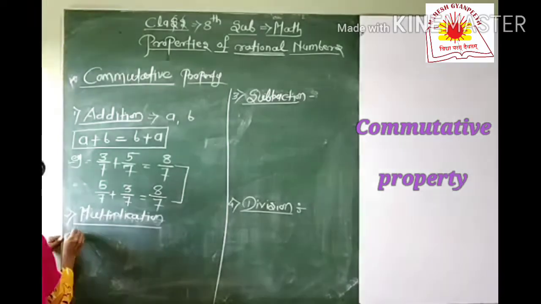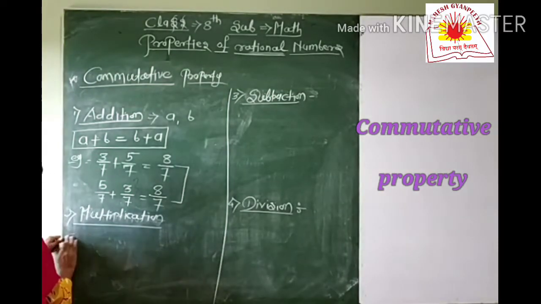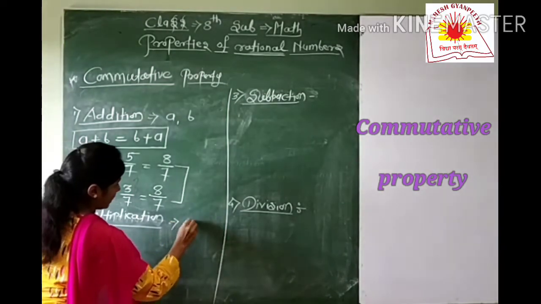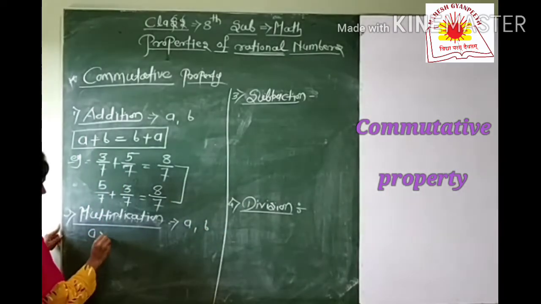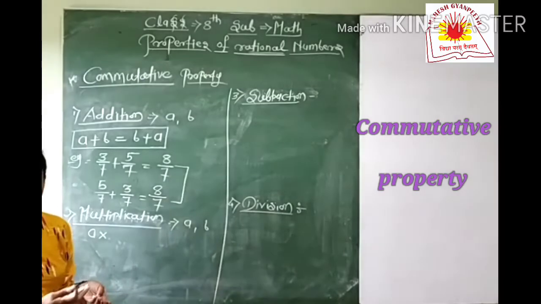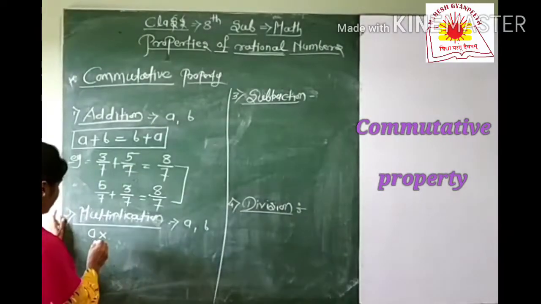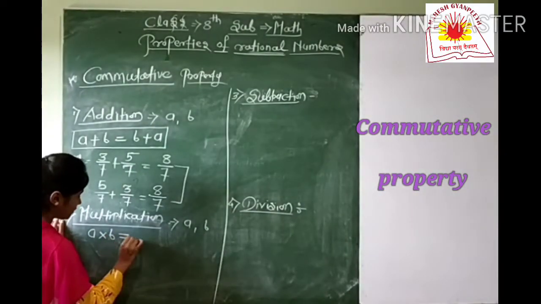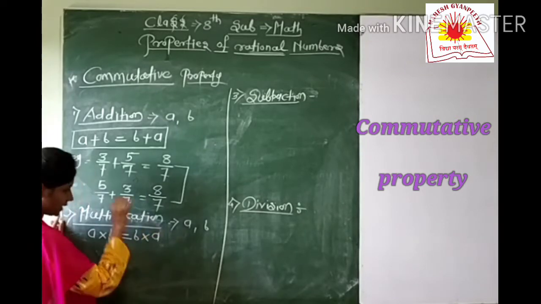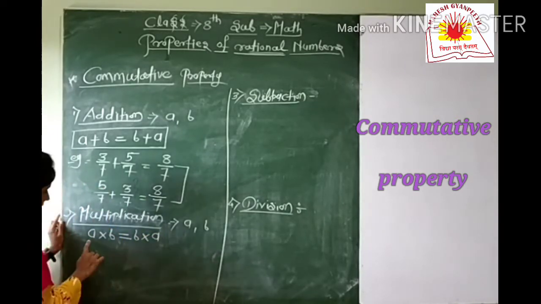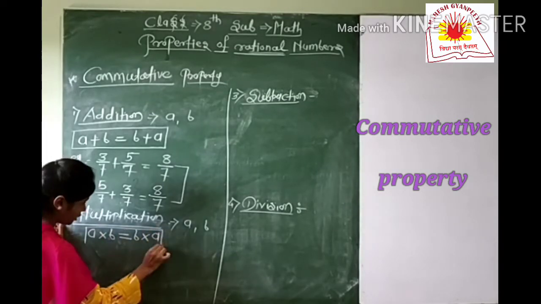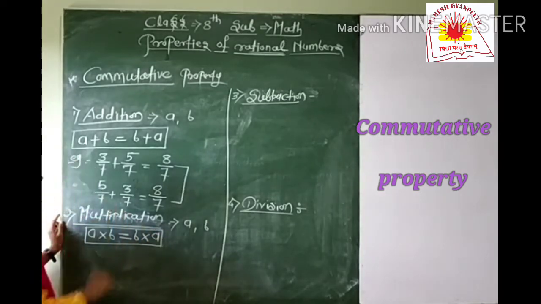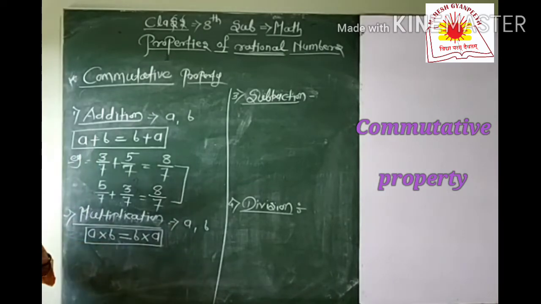Okay. Now, see here. Again, we take A and B as rational numbers. Now you want to see the properties of multiplication. So A multiplied by B is equal to B multiplied by A. We have to check it. This is the property of what? The commutative property of multiplication.